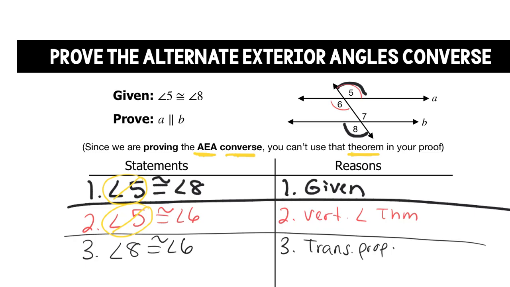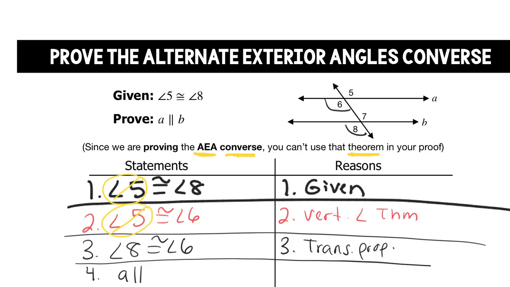So that's when you look at your picture. Again, I'm going to simplify this for you. I'm going to erase this. At least I'm trying to erase it. There we go. So looking at 8 and 6, are those alternate exterior angles? Nope. And we know they're congruent, right? So we can prove that the two lines are parallel. So I can say A is parallel to B.